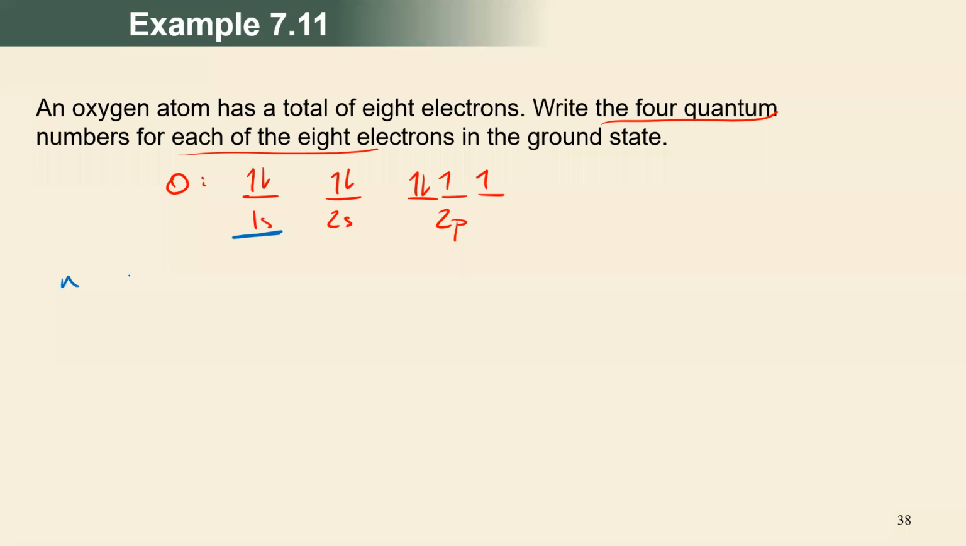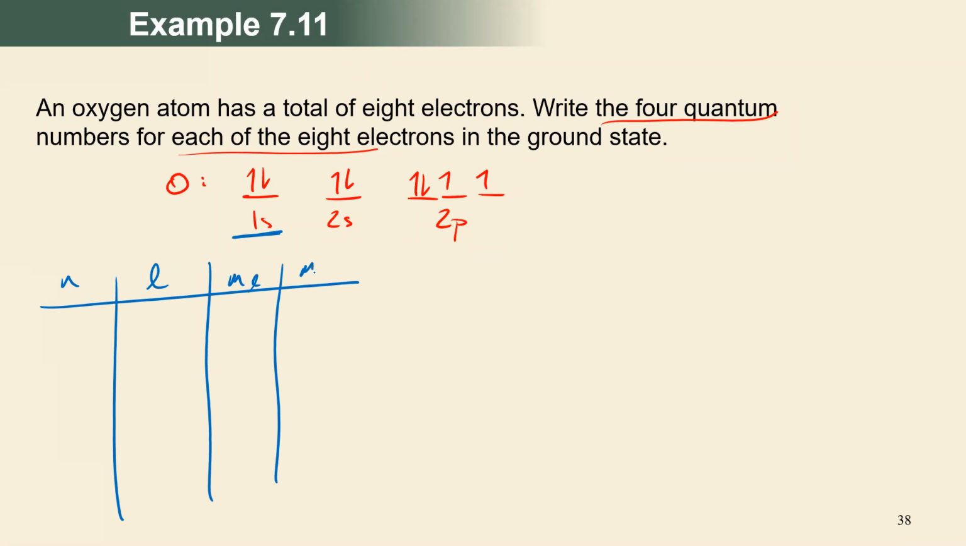That's it. I'm going to make a little table here: N, L, M sub L, and M sub S. For both of these, N is 1. What's L for the 1s electrons? 0. What's M sub L for the 1s electrons? 0. And we've got one that's plus a half and one that's minus a half.